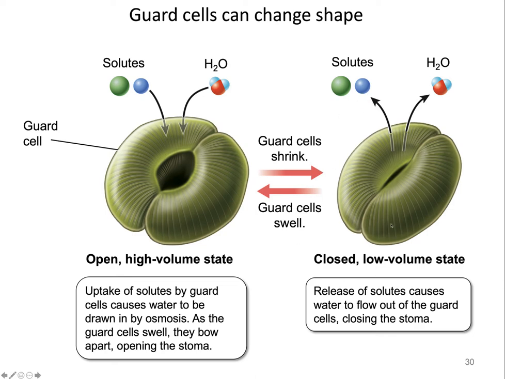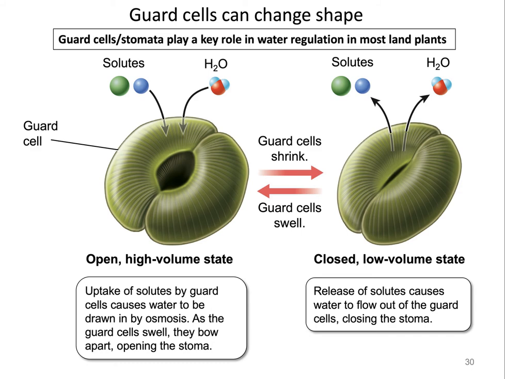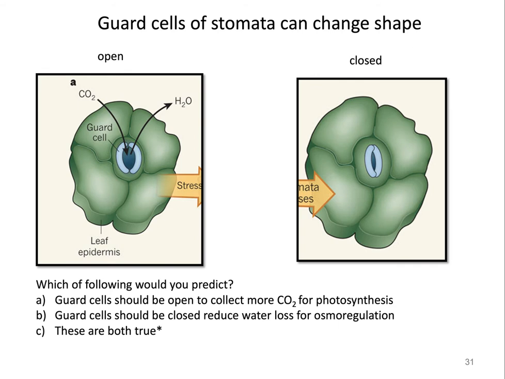Whereas it also has a closed, low-volume state, so if you were to deflate that same inner tube, it sinks in on itself, and as a result, that pore or the hole in the stoma closes. And so releasing solutes can cause water to flow out. This is all part of osmoregulation. If you bring some solutes in, water will follow it in, it'll blow up, it'll open the hole. If you release solutes or pump solutes out, water will go out and it'll close the hole. And then CO2 and gas exchange can and can't get through. So the key point here is that guard cells in stomata play a key role in water regulation in most land plants. So let me explain that a little bit further.